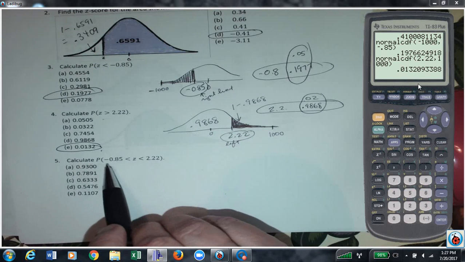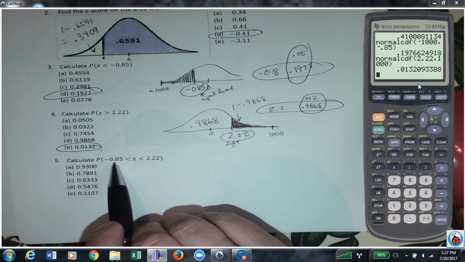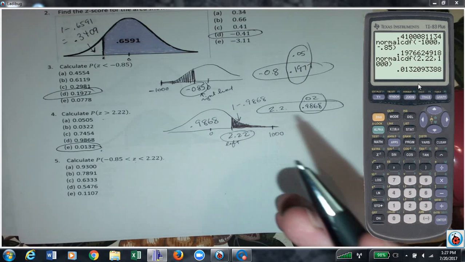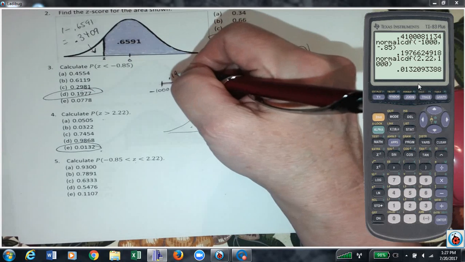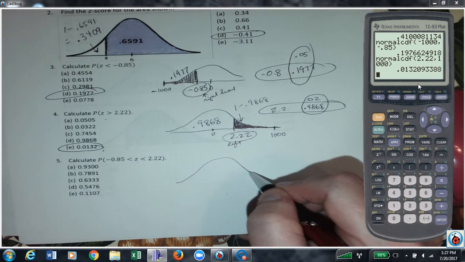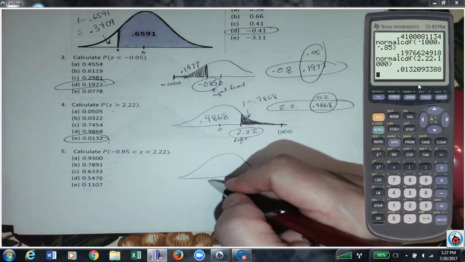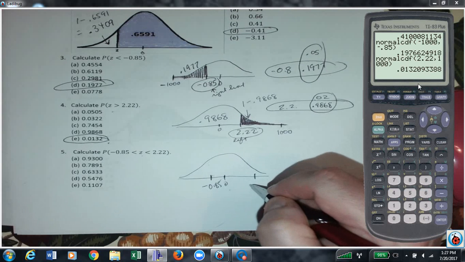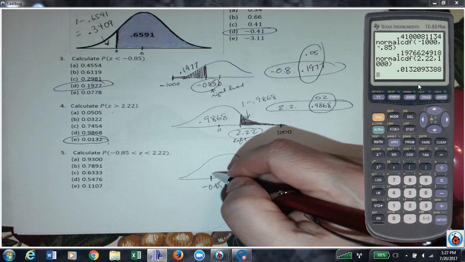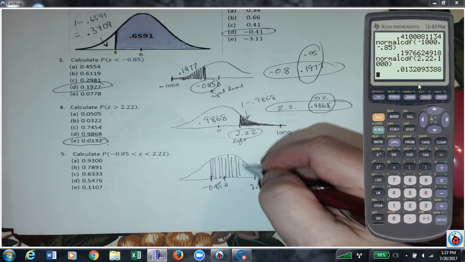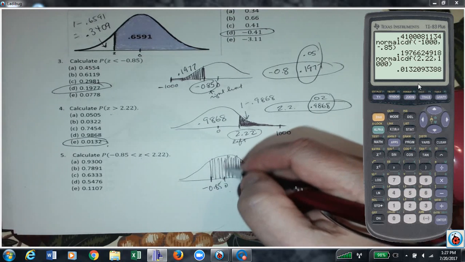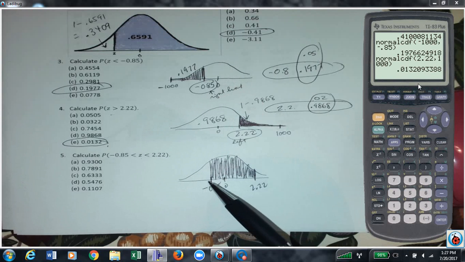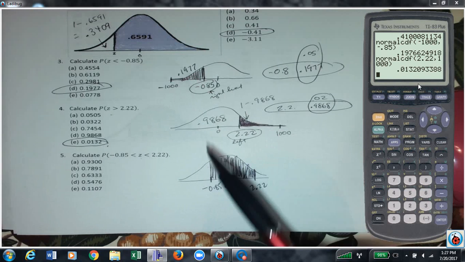Okay, I want to calculate the probability that a z-score is between -0.85 and positive 2.22. Well, there's a couple of ways I could do this. One way I could do this is I have my little picture here. So what they're really asking me for is this shaded region, okay? But look at questions 3 and 4. I know that the area to the left of this is 0.1977.